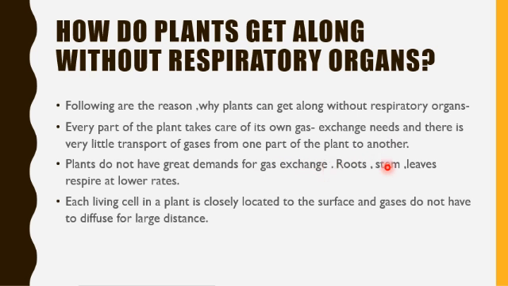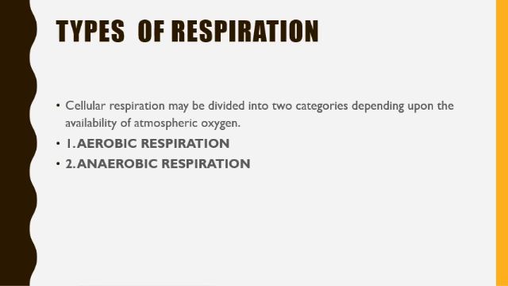Roots, stems, and leaves respire at a lower rate. Each living cell in the plant is closely located to the surface, and the gases do not have to diffuse over a larger distance. So these are the reasons why there is no need for specialized respiratory organs in the plant, because their requirement is very less and they are in direct contact with the surface through which the exchange of gases takes place.